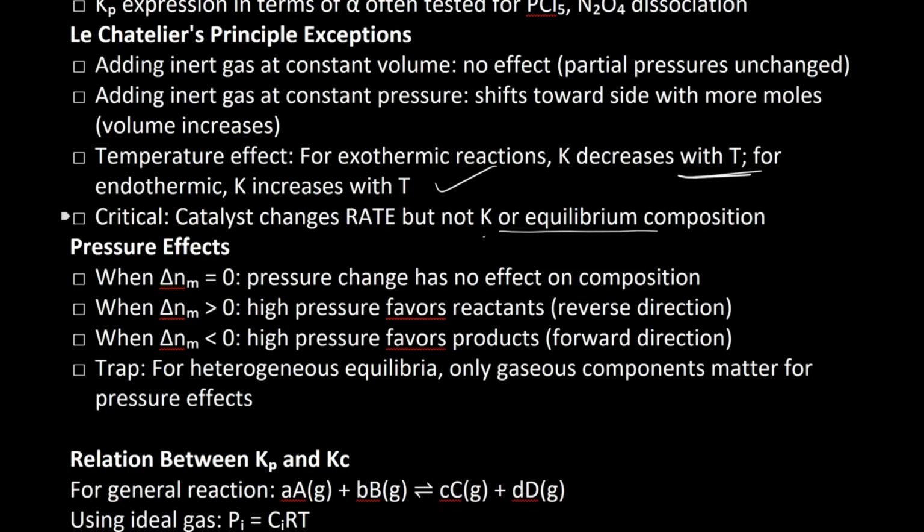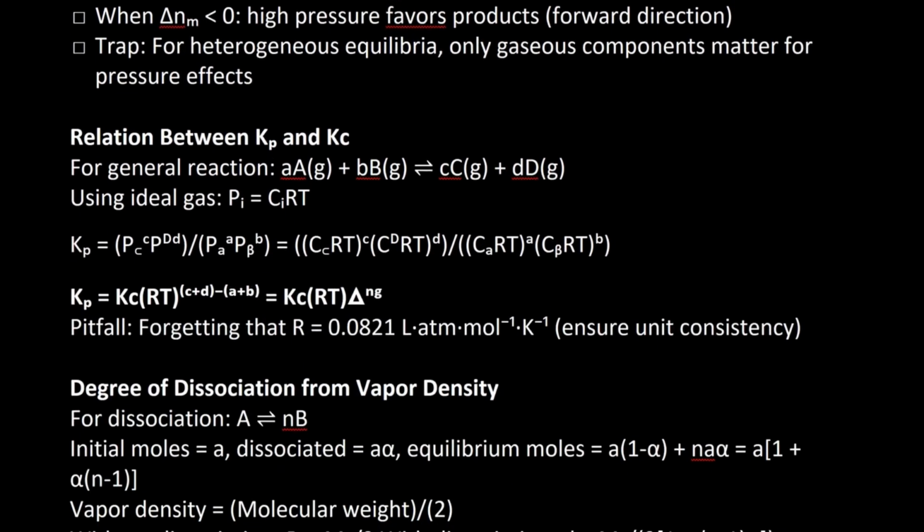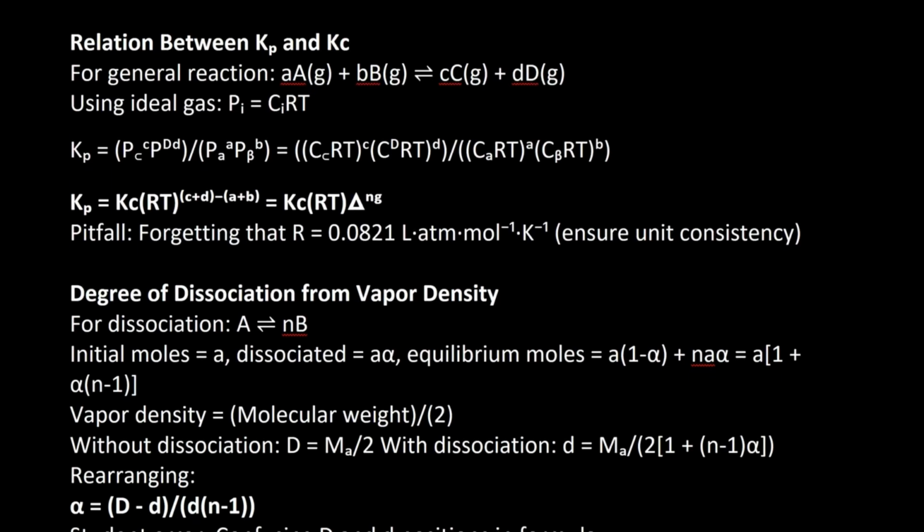And how delta Ng value changes, that is also listed over here. And the relationship between Kp and Kc, I gave you the formula already. These are the derivations of the formula. And what is the R value you have to use? It depends on the question they are asking, depends on the options you have.